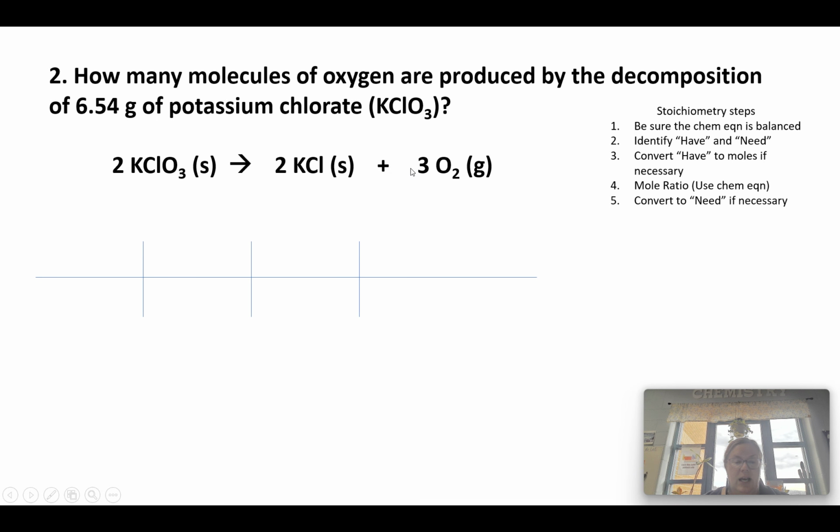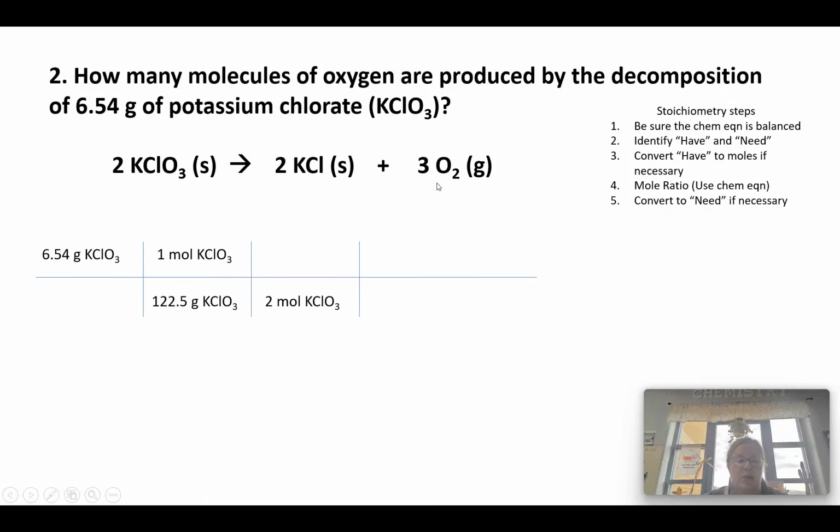To start, I have my ladder, and I'm going to put in what I have, which is 6.54 grams of potassium chlorate. First, I'm in grams, so I have to convert to moles, or I can't do my mole ratio. So I convert to moles, and my molar mass of potassium chlorate is 122.5 grams, and that's per every 1 mole of potassium chlorate. Once I get to potassium chlorate and I'm in moles, I'm ready for step 4, and that's my mole ratio. So I come up here to my equation and I have 2 moles of potassium chlorate when I have 3 moles of oxygen.